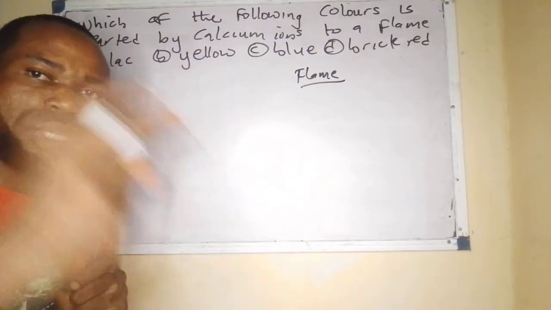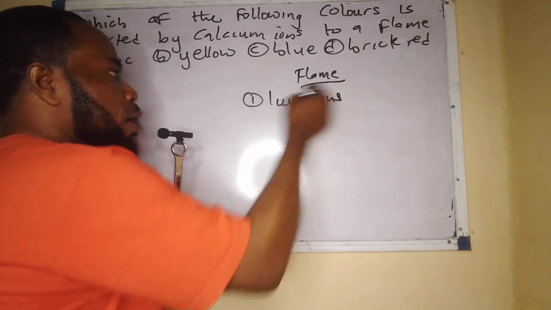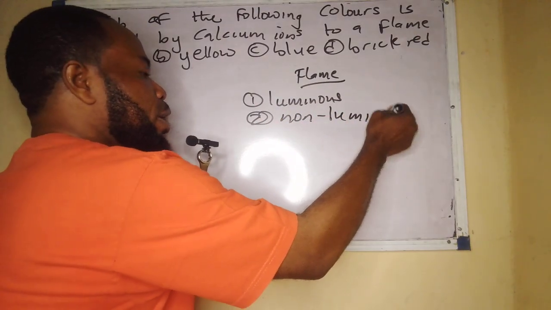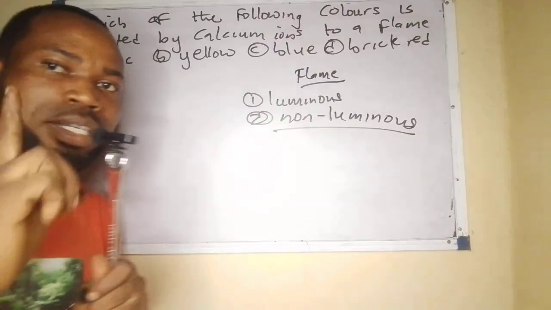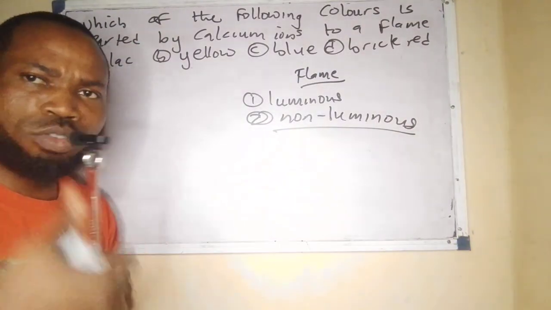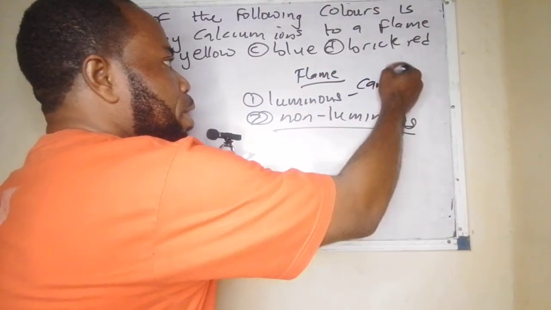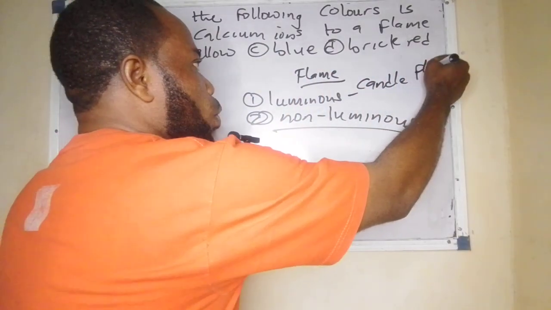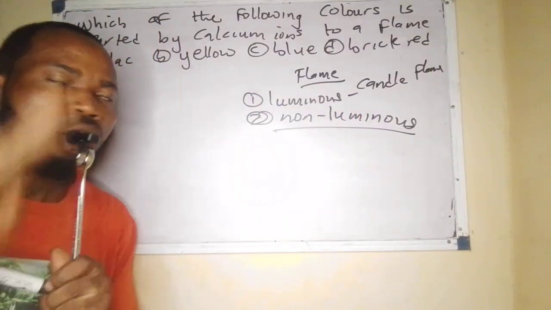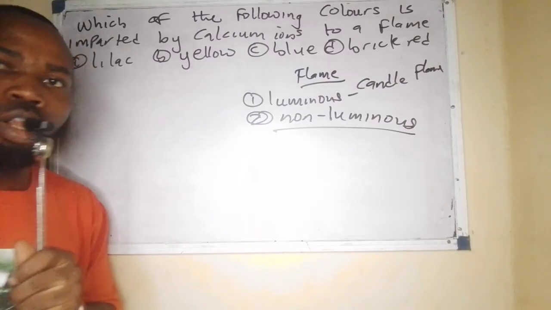Now, there are two types of flame. We have what we call the luminous flame, and of course number two, we have the non-luminous flame. Now, it is the non-luminous flame that's particularly used for the flame test. Examples of substances that give out luminous flame, we have the candle flame. Definitely, the candle flame is an example of a luminous flame, and the candle flame has four zones. So the zones in the luminous flame are more than the zones in the non-luminous flame.